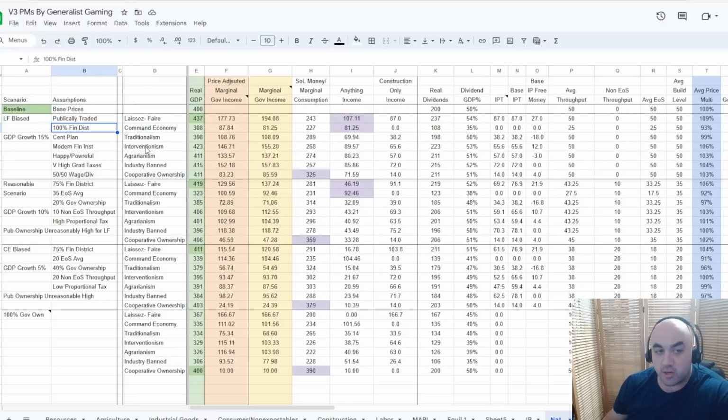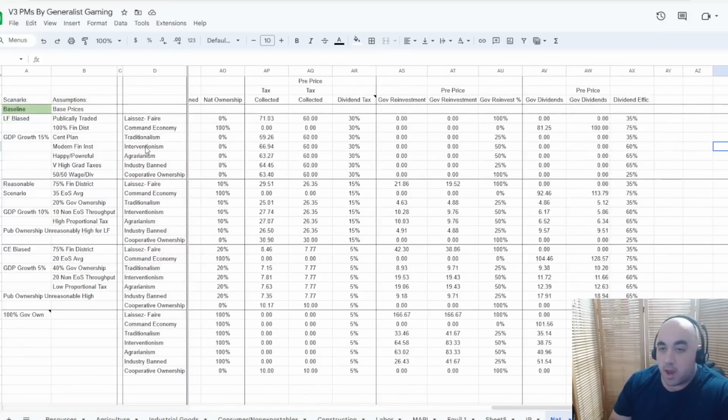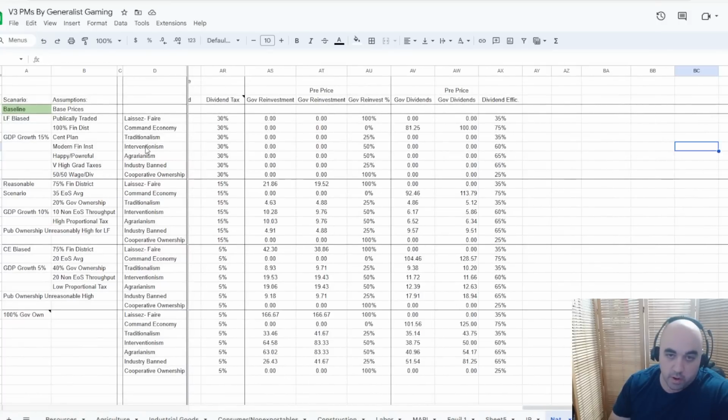I believe there is a contribution floor for financial districts, but I don't think there is one for manor houses, so I don't know how achievable this is. This is something I have to pay attention to more moving forward. We're assuming central planning and modern financial instruments. These are both benefits to command economy, but I think it's worth throwing them in.